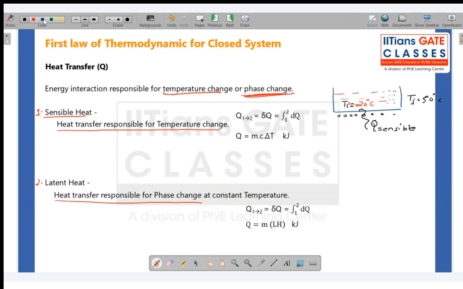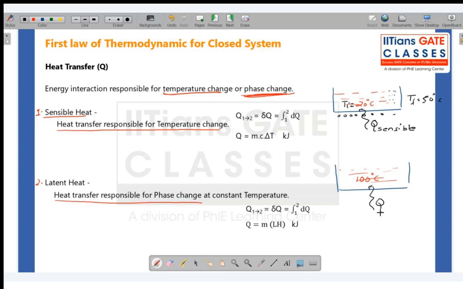Okay. Now I keep giving this heat. Let us say this temperature reaches 100 degree Celsius. And I still keep giving heat. Then tell me quickly what will happen. Any idea? Yes. So this water will start evaporating.